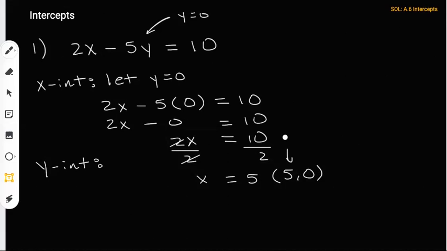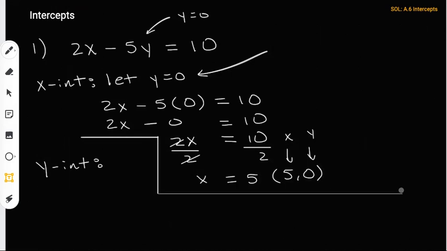Notice that the x value is 5, but the y value is 0. And that comes back to this right here. We're already letting y be 0. So we know that the y coordinate for this point is going to be 0, while x is 5. So now let's do the y-intercept. Let me go ahead and separate this. Now to find the y-intercept, we're going to do the opposite. We're going to let x equal 0.